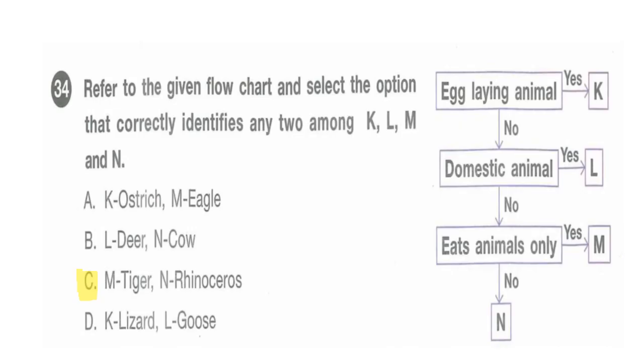Similarly, you have to go through all the options to end up with the correct option which correctly identifies the given M, N or K or L. So you have to note down all the animals as per the flow chart and select the correct one.